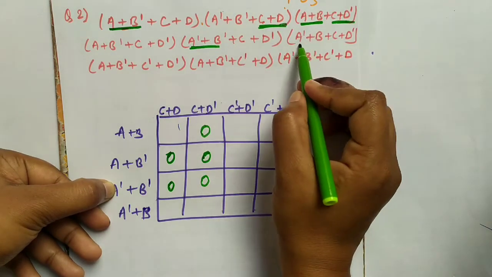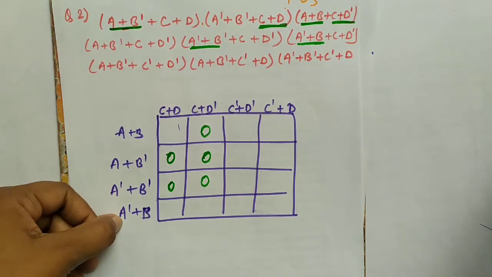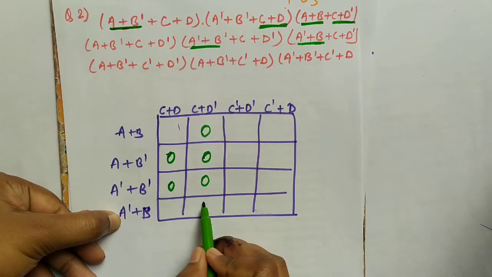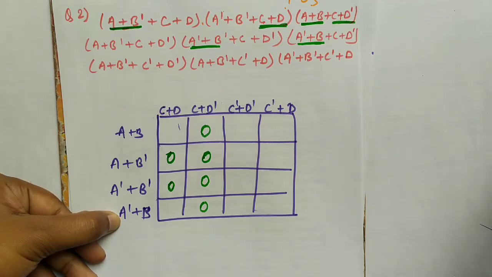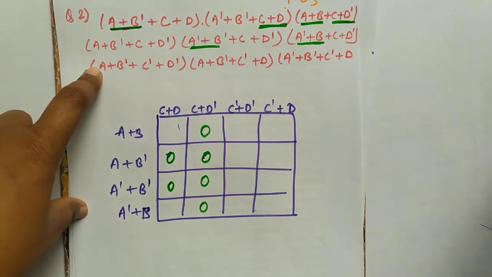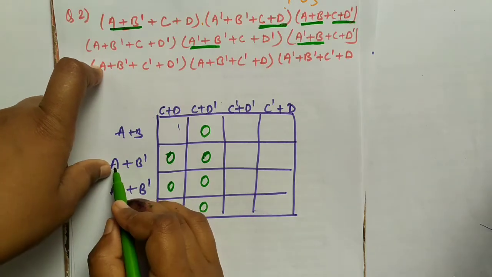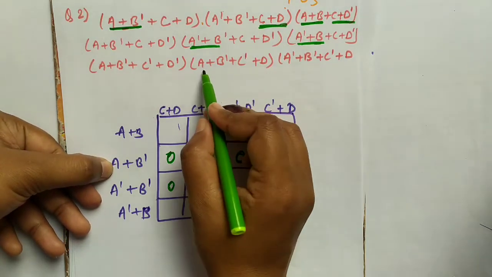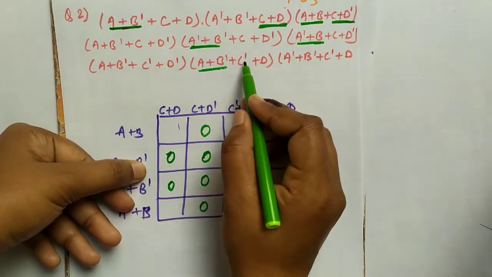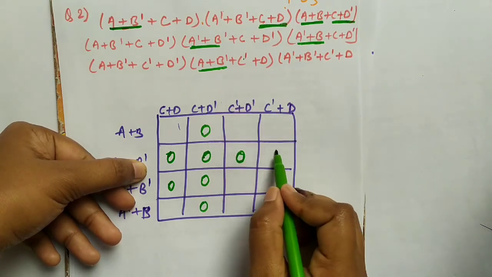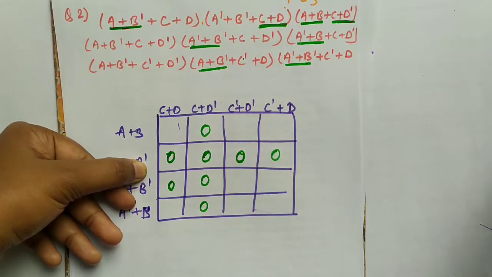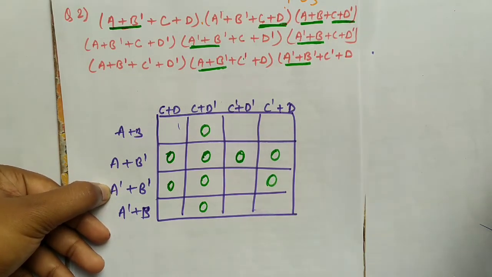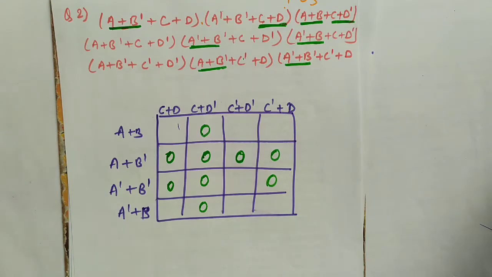Next, A dash plus B plus C plus D dash, so here we write again 0, C plus D dash. Next one is AB dash, second row, and C dash D dash, that means third column. Then AB dash, C dash D, that means fourth column. Next one is A dash B dash and C dash D. So this is the value of the K-map.